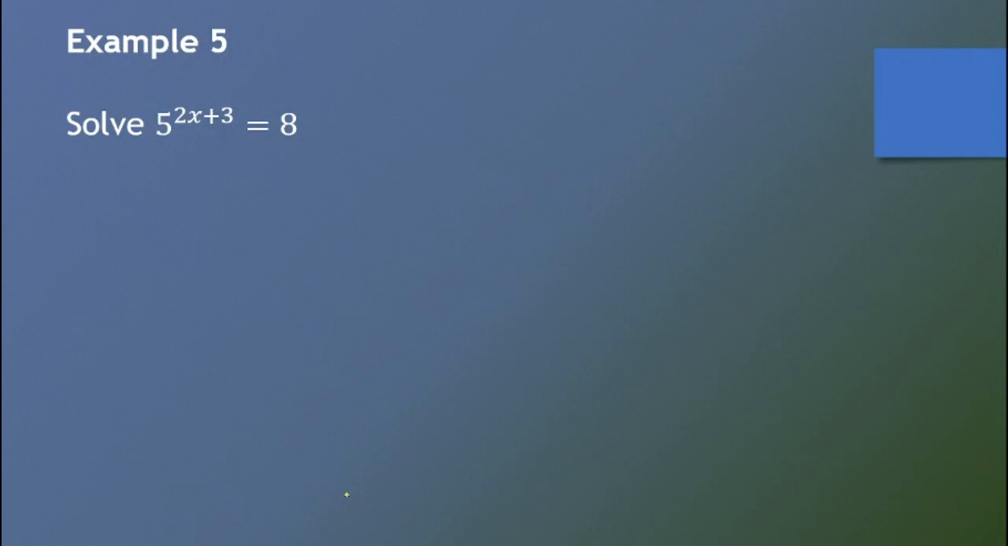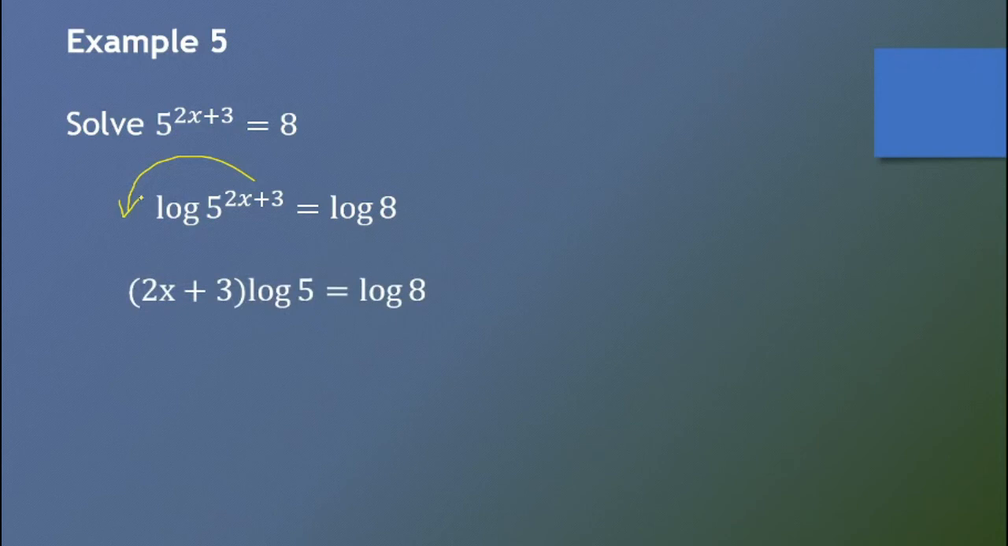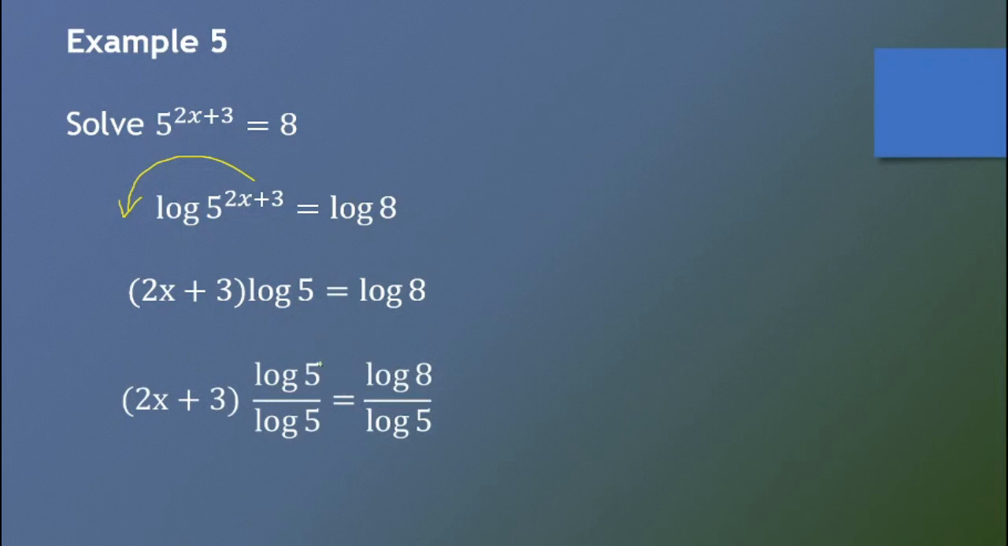Next, for the example number 5, solve 5 raised to 2x plus 3 equals 8. So, same again, walang common base. So, ang kailangan lang natin ulit gawin is to make it a logarithm. So, logarithm of 5 raised to 2x plus 3 equals logarithm of 8. So, si 2x plus 3, transpose nyo dito. So, magiging 2x plus 3 logarithm of 5 equals logarithm of 8. So, kapag ganyan na, divide both sides by logarithm of 5.